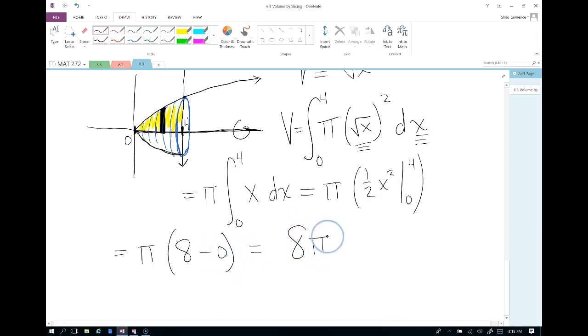So the volume that we just created has a volume of 8 pi.